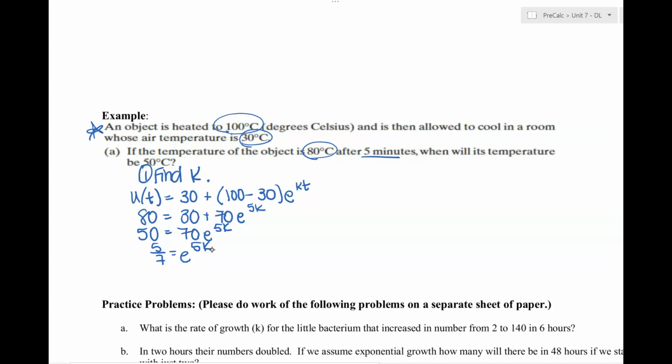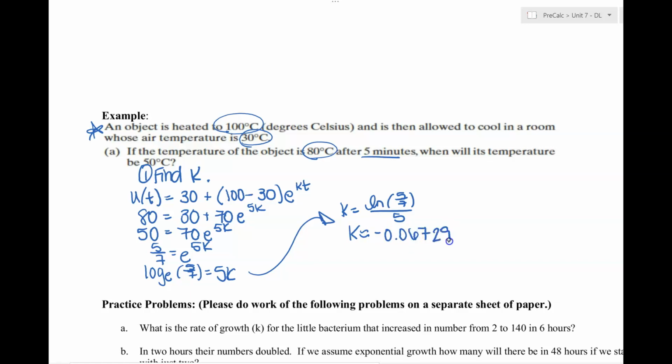And then, again, I'm solving for the exponent. So I'm going to have to take the log. So log base e of 5 over 7 is equal to 5k. Log base e is natural log, so k is going to be the natural log of the ratio 5 over 7 divided by 5. So k is approximately, and again, I didn't round out far enough, natural log of 5 divided by 7 is negative 0.06729.